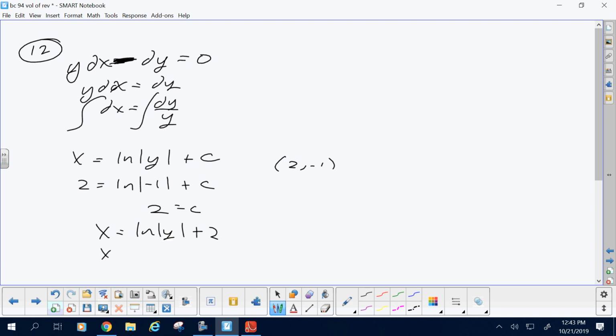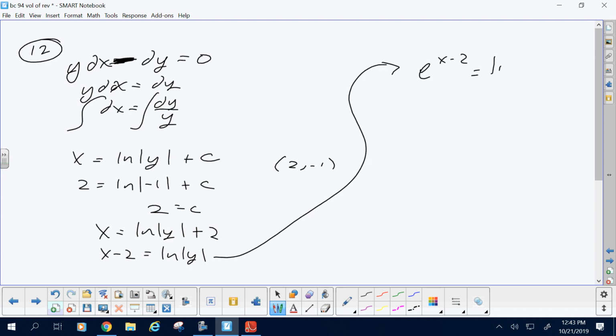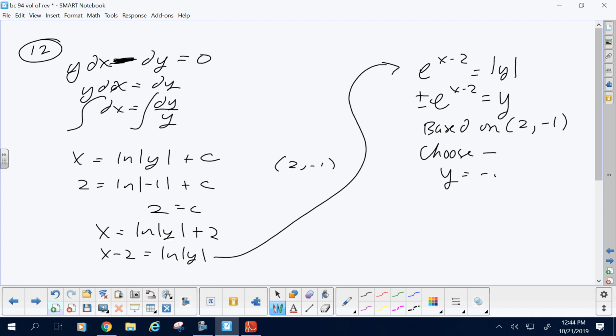Subtract 2. Subtract 2, how do you get rid of natural log? Exponentiate: e to the x minus 2 equals absolute value of y. Absolute value doesn't go away, it's still there. When you dump the absolute value, it's plus or minus, and how do I choose? Based on the initial condition, when x is positive 2, y is negative 1, we choose negative. y equals negative e to the x minus 2. Understood? Okay, 14.